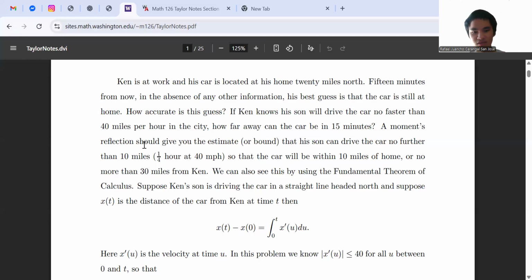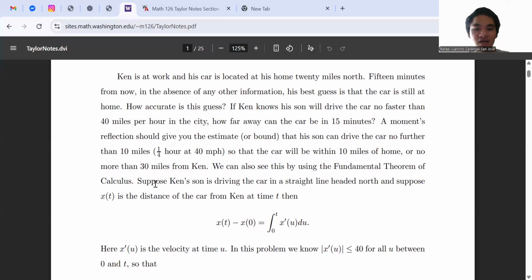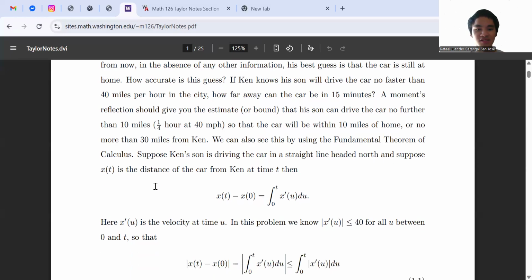In 15 minutes, yeah, because 40 miles is 60 minutes. And so if we divide that to 15 minutes, then this should be 10. Yeah, 60 divided by 4. Okay, and then so the car will be within 10 miles of home or no more than 30 miles from Ken. And we can also see this by using the fundamental theorem of calculus.